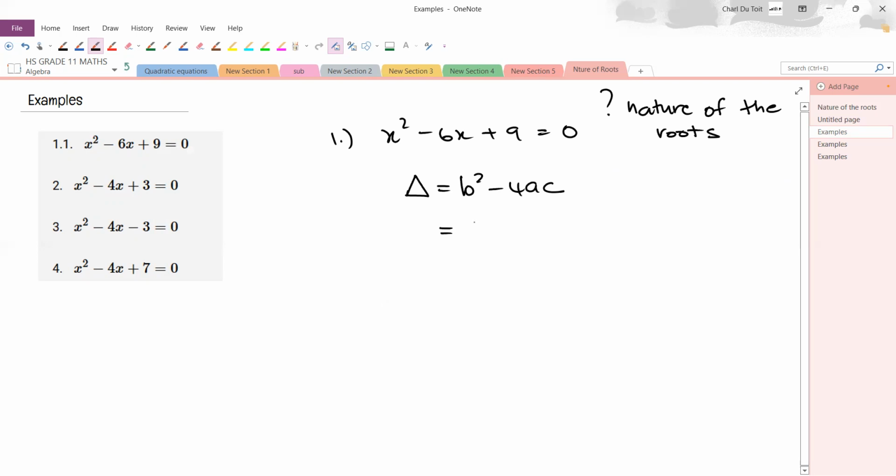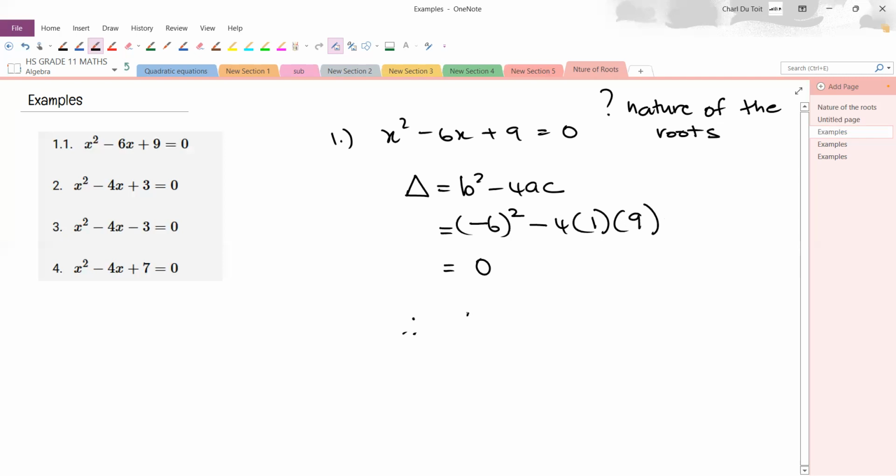Now, would you agree with me? b is -6. Yeah. Squared minus 4 times 1, which is a, and 9, that is c. Now that is 36 minus 32. No, that is 36 minus 36. That's interesting. So that's exactly 0.